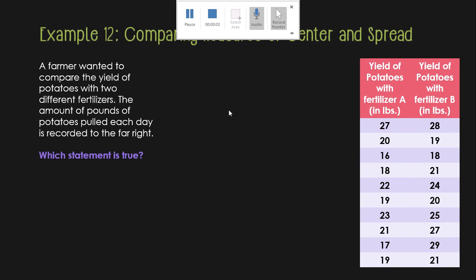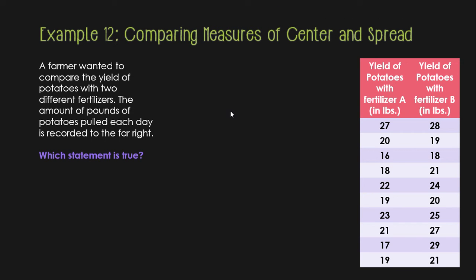Okay, in example 12, we're comparing measures of center and spread. So this is a statistics problem. It says a farmer wanted to compare the yield of potatoes with two different fertilizers. So the yield just means how many potatoes did we get in each crop, one with fertilizer A and one with fertilizer B. So the amount of pounds of potatoes pulled each day is recorded to the far right. Okay, so here's my data.